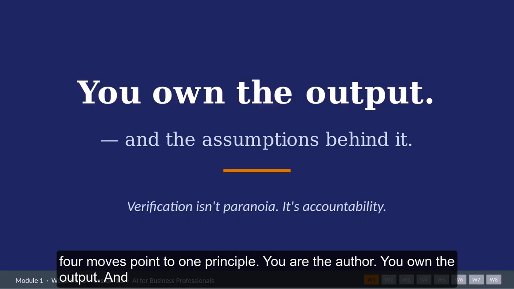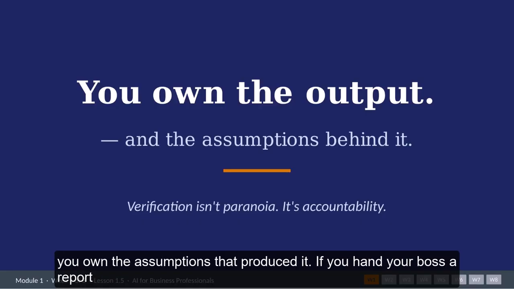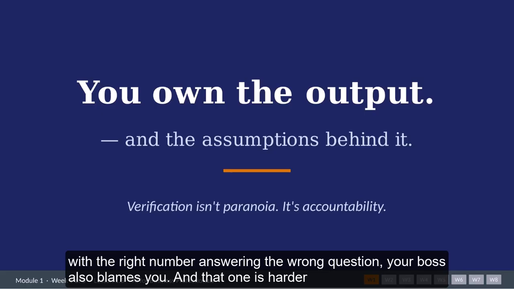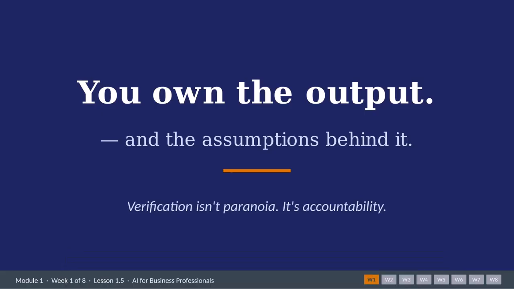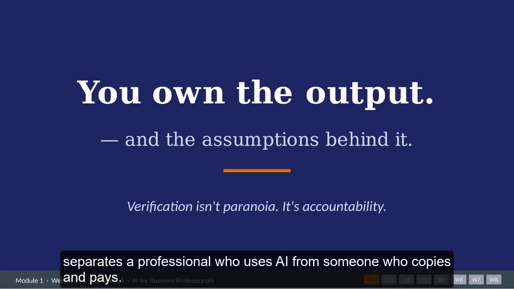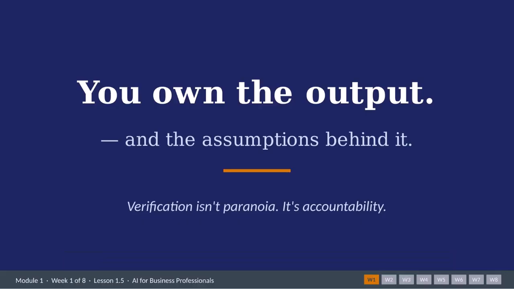All 4 moves point to one principle. You are the author, you own the output, and you own the assumptions that produced it. If you hand your boss a report with the wrong number, your boss blames you, not Claude. If you hand your boss a report with the right number answering the wrong question, your boss also blames you, and that one is harder to defend. Verification isn't paranoia, it's accountability. And it's what separates a professional who uses AI from someone who copies and pastes.